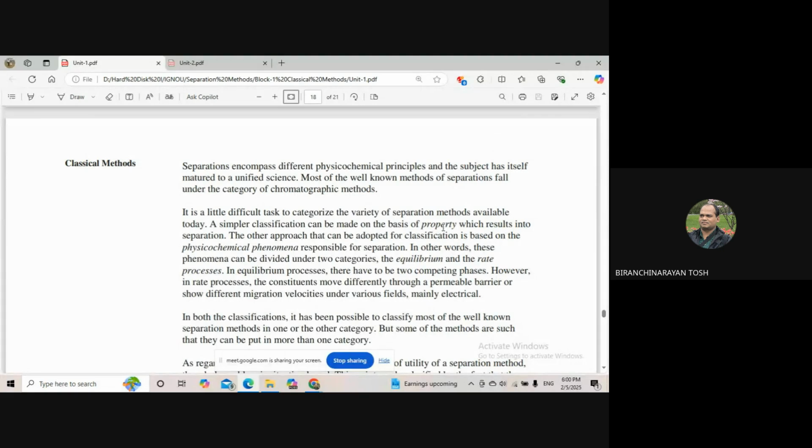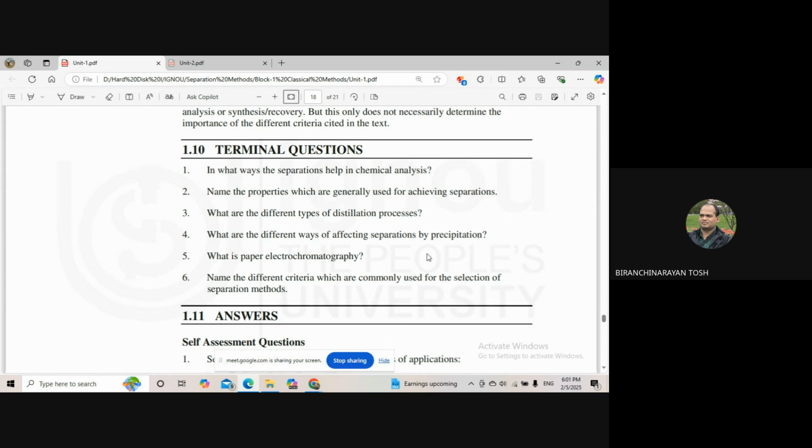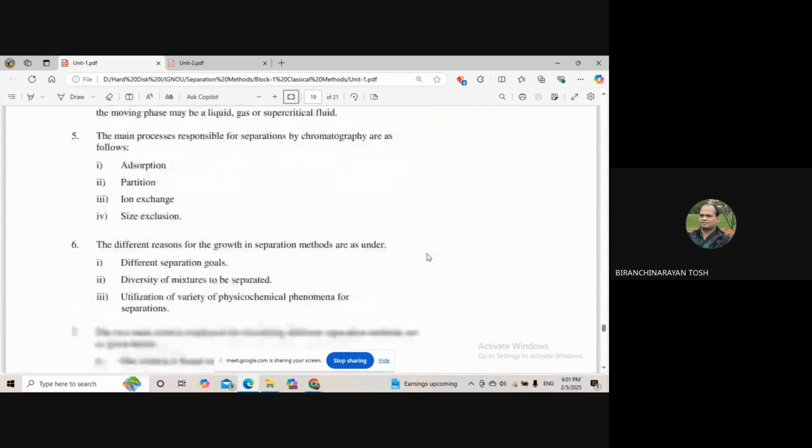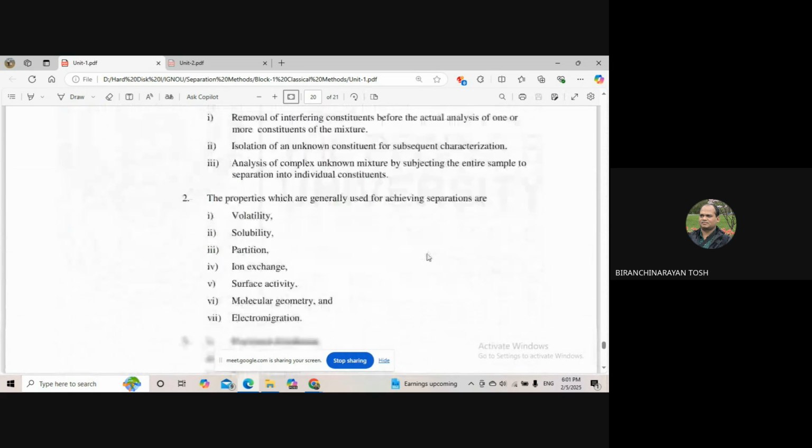So, different phenomena we have already discussed. So, this is all about the introduction. There are some terminal questions there that we can do or analyze. Some answers are also there, self-assessment questions. If you want any further reading, then you can go to the books, some references are also there.